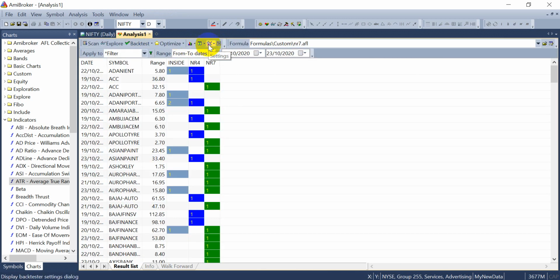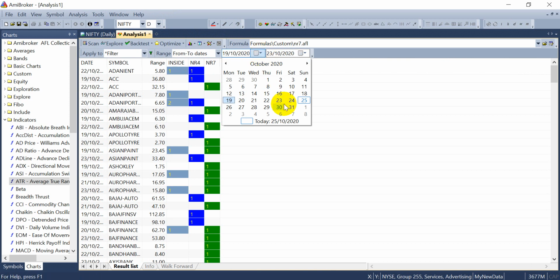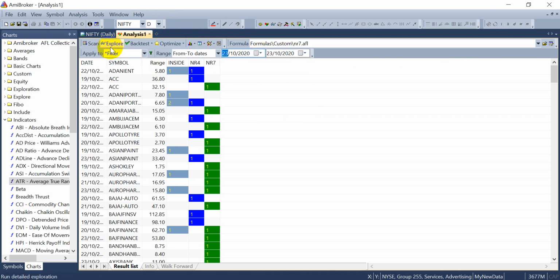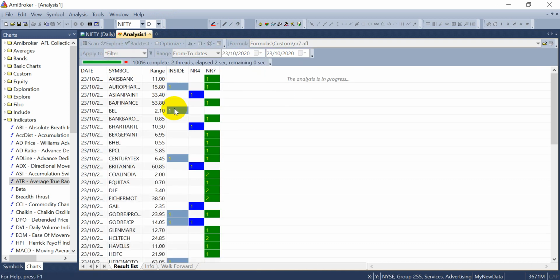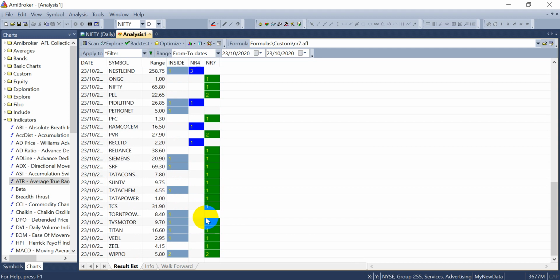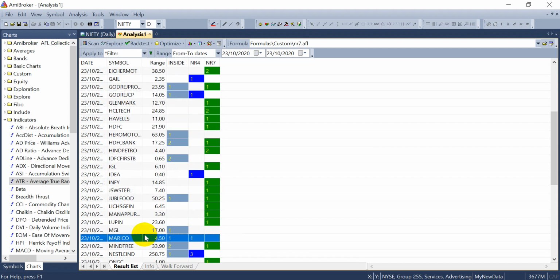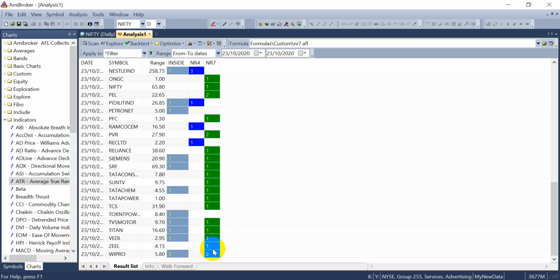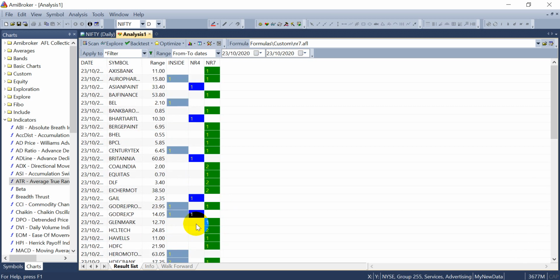Now I will apply the same analysis on a weekly time frame. But before we go forward, I'll give you stocks which have formed this particular setup, inside bar with NR4. Yes, Godrej CP. This is a stock which you should keep on radar for tomorrow. And we have another stock, Marico. So Godrej CP and Marico are the two stocks you can keep in mind for tomorrow.